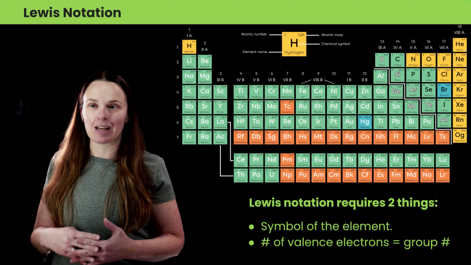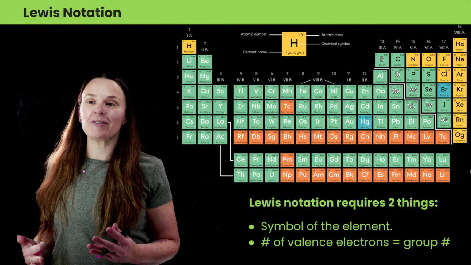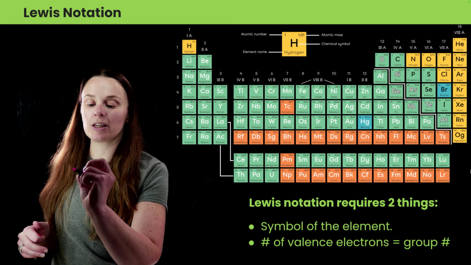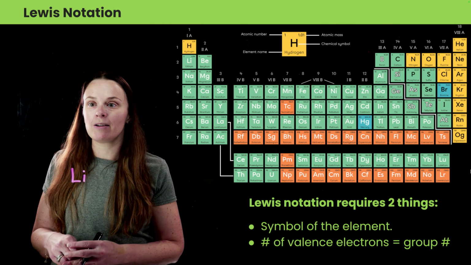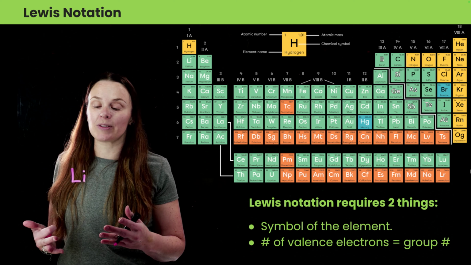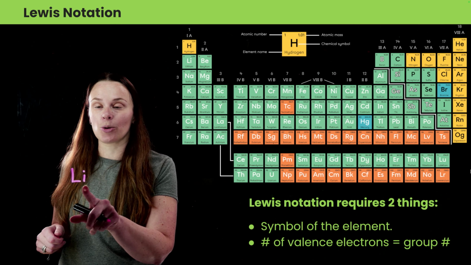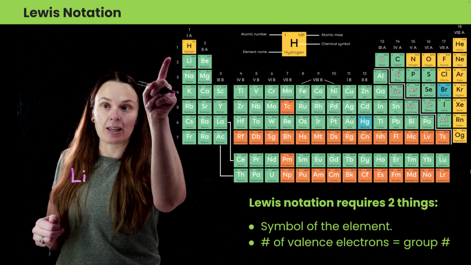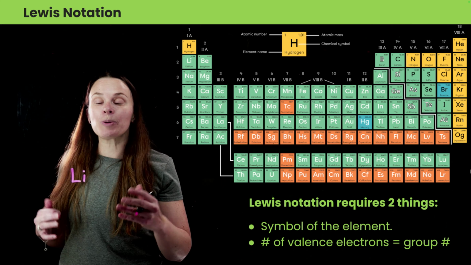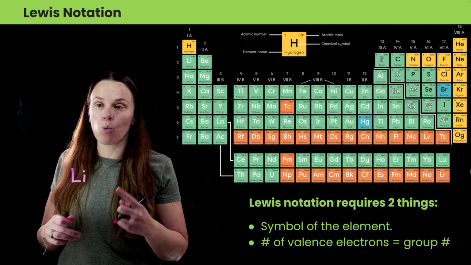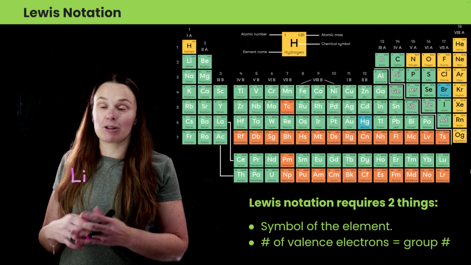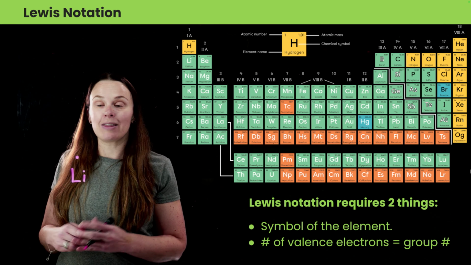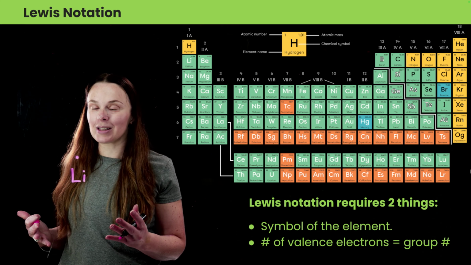So let's look at a couple of examples of Lewis notation. Let's use our first example: lithium, from our first question. Remember, we need the symbol of the element. So we have an uppercase L and a lowercase i, just like it's written in the periodic table, and we need to find it. It's right there, and it's in group 1A. Because it's in group 1A, we know that it has one valence electron. And so that's going to represent our 1 dot, and we are just going to put it right here. And that is our Lewis dot notation for lithium.